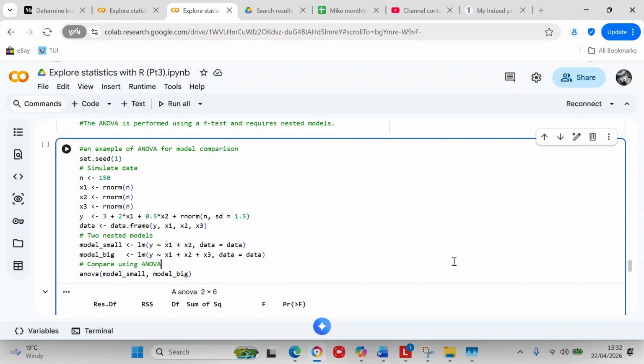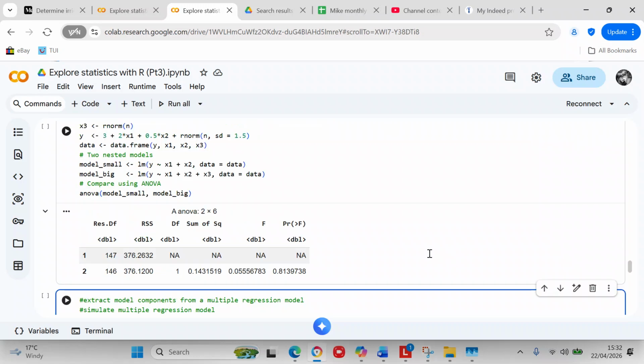And then we're going to compare these two models using the ANOVA. So you say anova(model small, model big). So you're going to compare the small model against the big model. What it's going to do is create a data frame. And so you've got your residual degrees of freedom for 1 and 2. I'm going to say that the small model is 1 and the big model is 2.